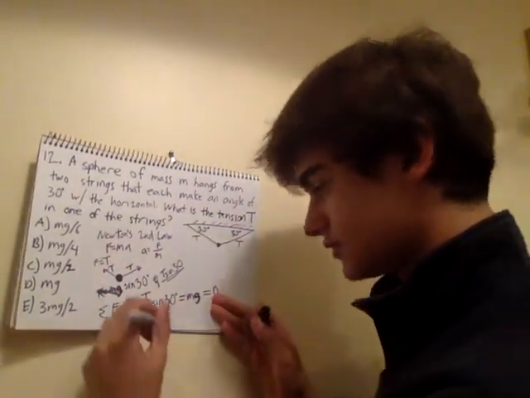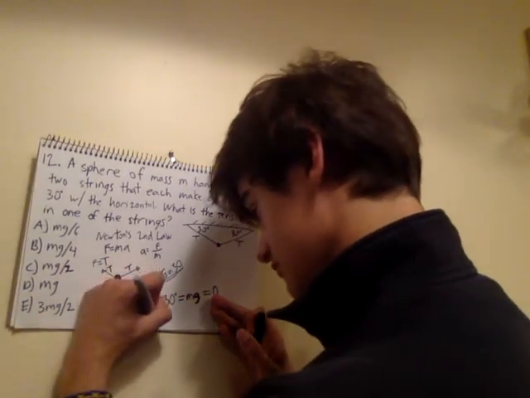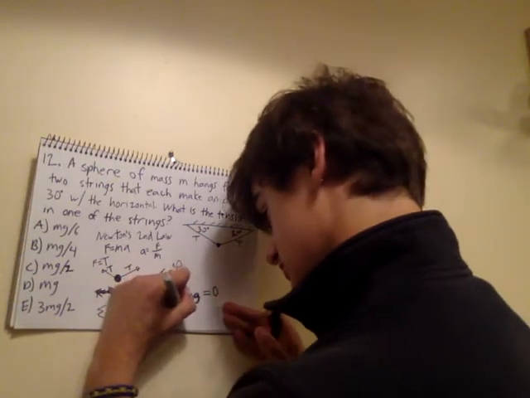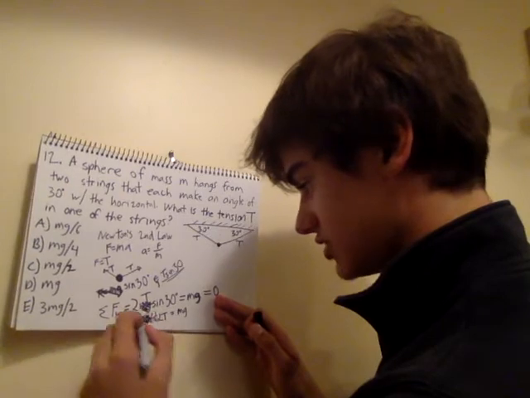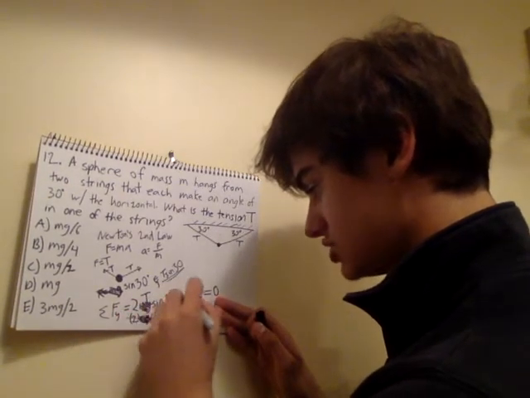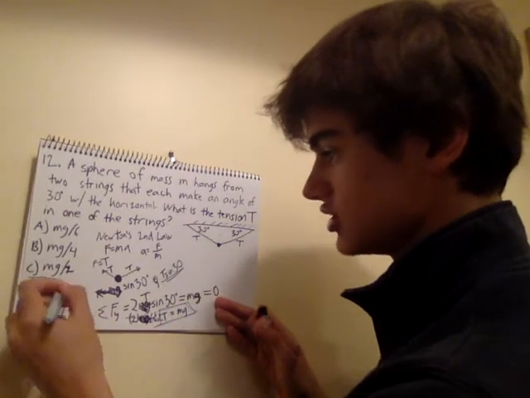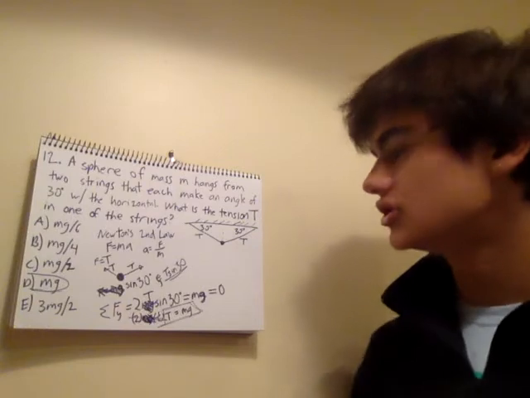So now here, we have 2T sine 30, and sine 30 is 1/2. So 2 times 1/2 times T is equal to mg. 2 times 1/2 cancels out, so T is equal to mg. That is answer D. Thank you for watching. Let me know if you have any questions about this one.